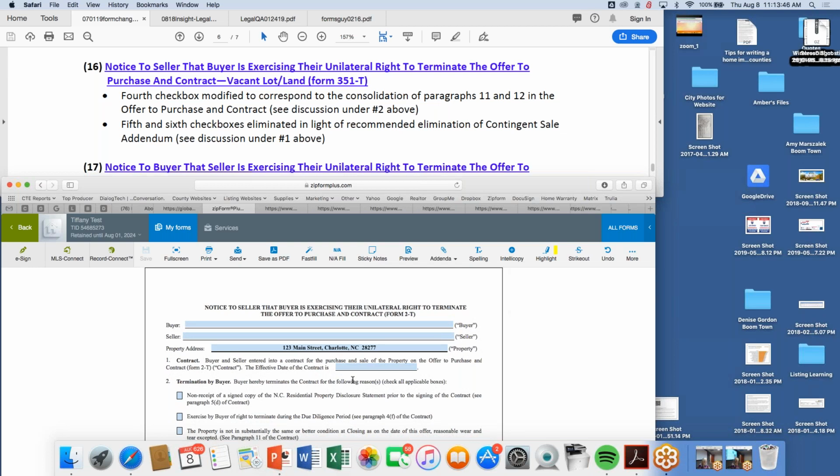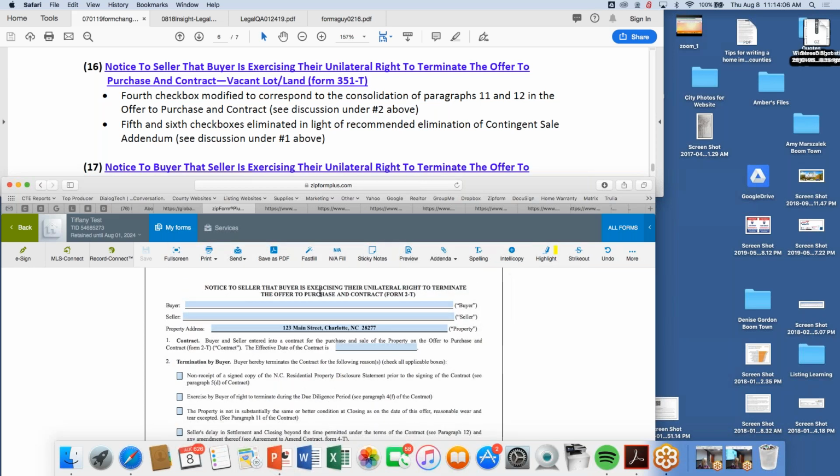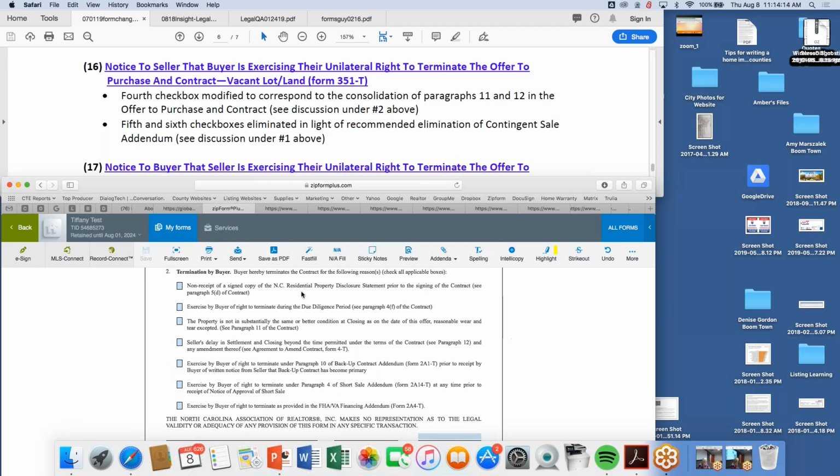So as we go into the 350T, basically the third checkbox was modified, and we're going to go through each of these. The third checkbox basically says see paragraph 11, as opposed to it being 11 and 12, because that's the risk of loss piece. But let's just look at this. The notice to seller that buyer exercises unilateral right to terminate the offer to purchase. So reasons why, again, are the non-receipt of a signed copy of the North Carolina residential property disclosure prior to the signing of the contract based on 5D.